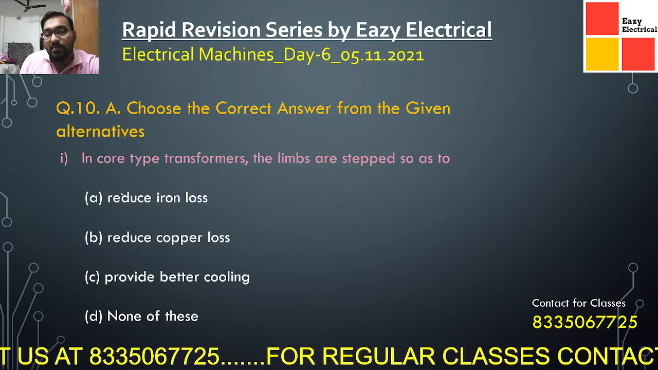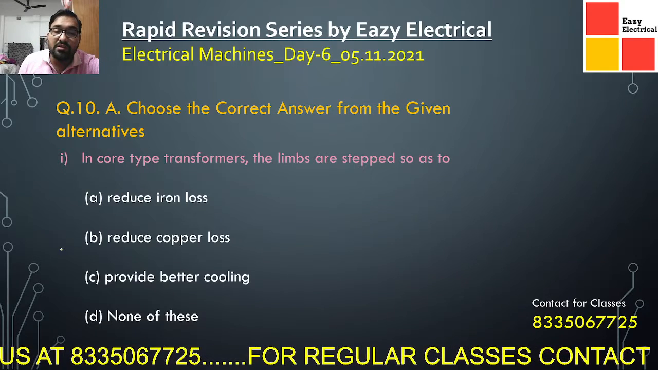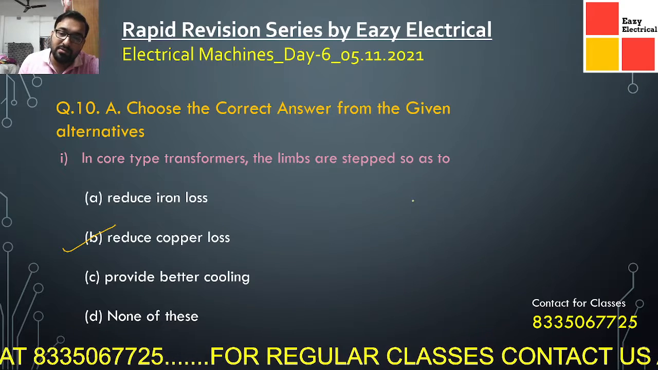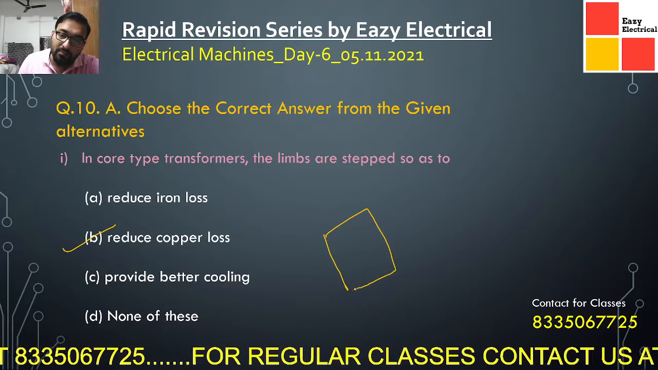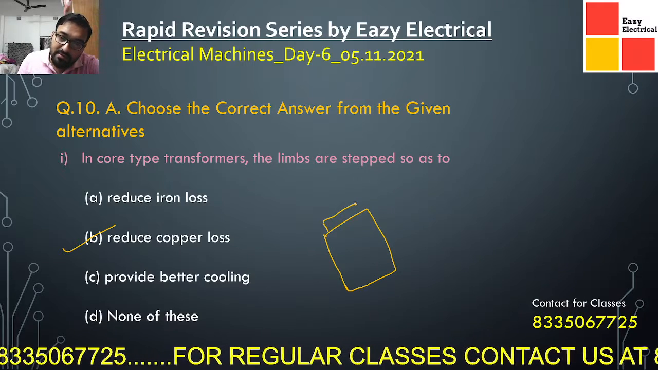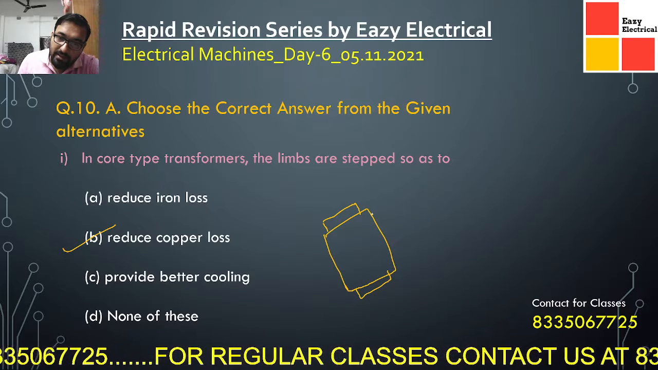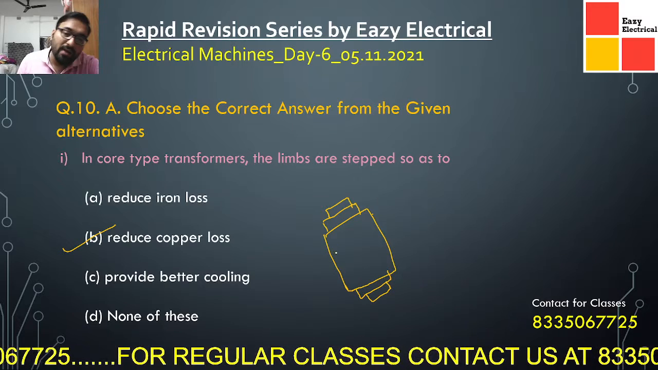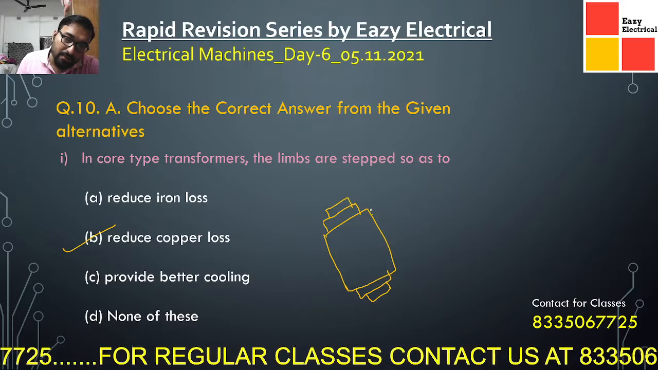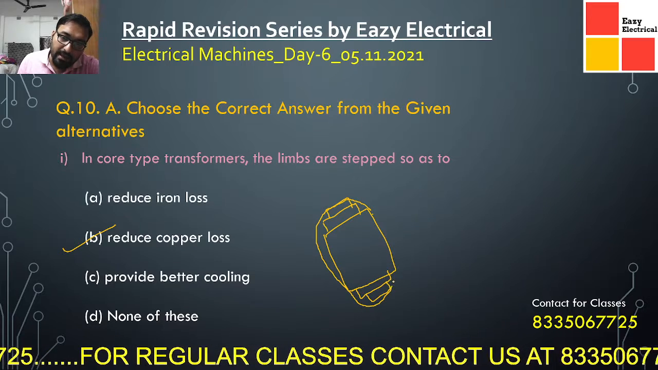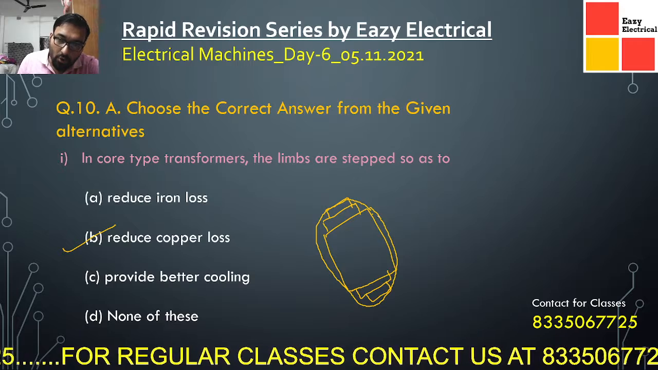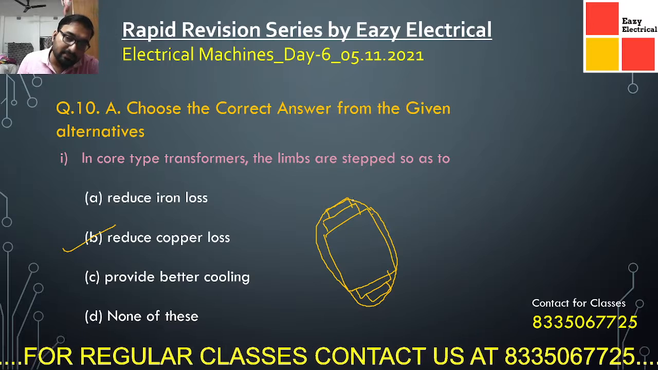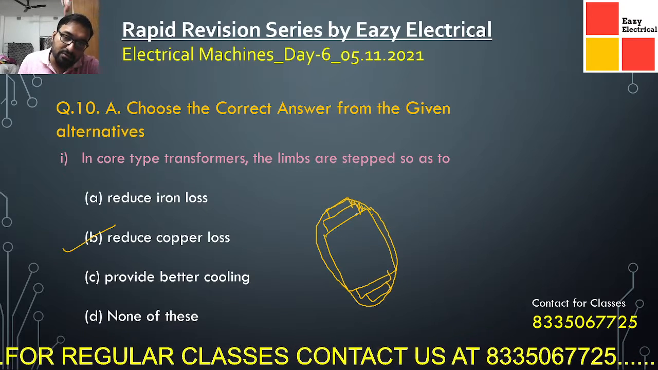In a core type transformer, the limbs are stepped so as to reduce the conductor material. The stepping of the core means, suppose this is one core, and another core is just mounted like this, and another core is mounted like this. Okay, so why is it done? It is done so that the gap between the coil and the limb can be reduced, such that the vacancy, here you can see, is reduced to a certain extent.